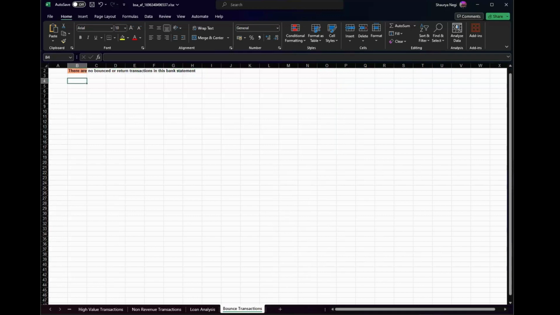The next sheet will be the bounce transactions. This is basically like a financial cautionary tale, in which this particular sheet lists all the transactions that fail due to issues like insufficient funds, or where the transaction has been made to a wrong party or a wrong account number, in which case the bank or the merchant returns the same money to you again. So these transactions are captured in this particular sheet.